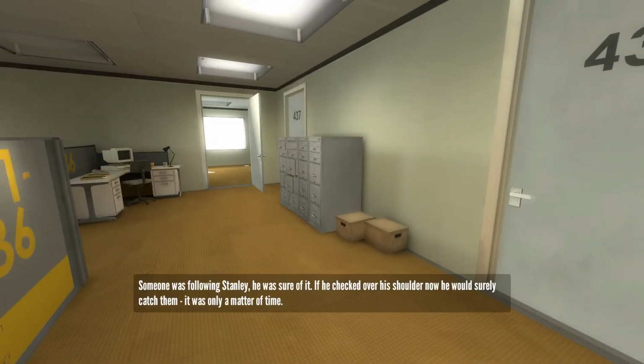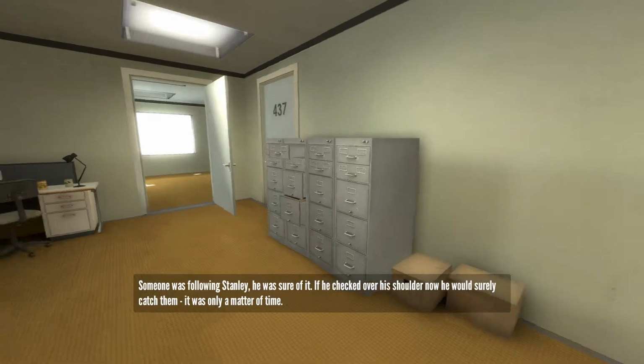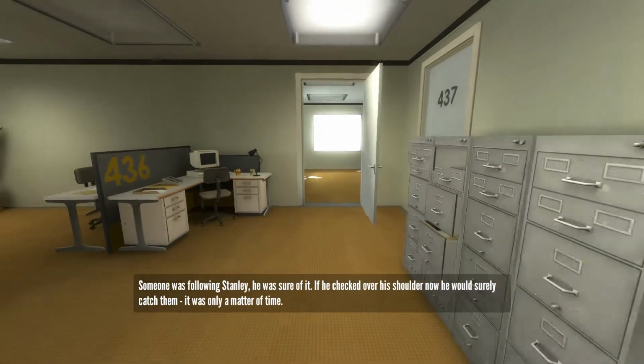Someone was following Stanley. He was sure of it. If he checked over his shoulder now, he would surely catch them. It was only a matter of time.